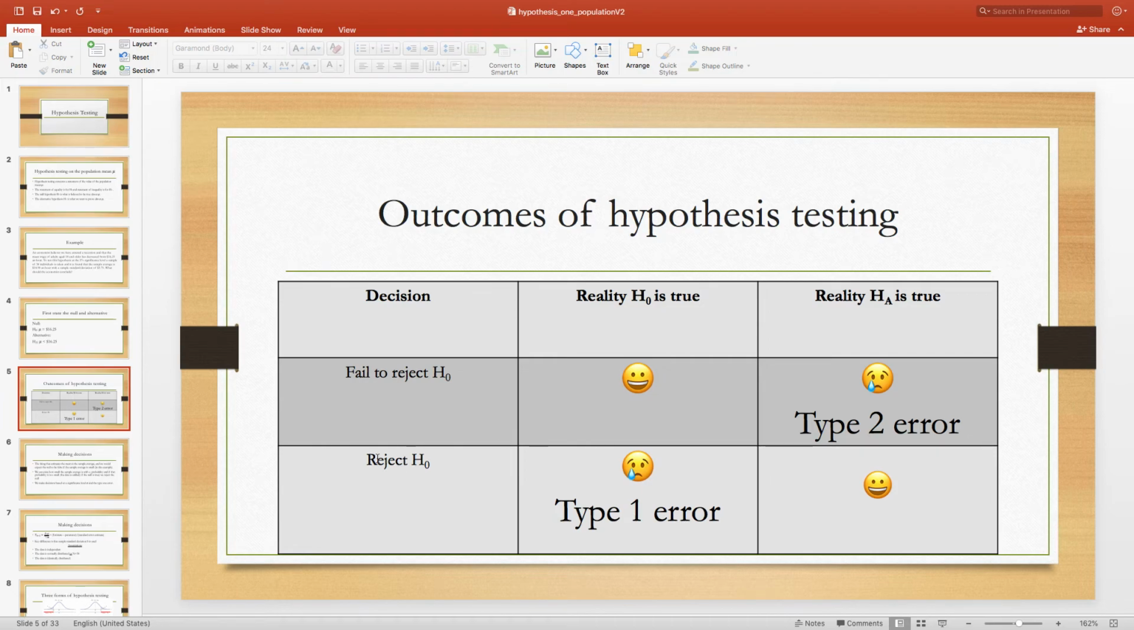Now, in this last row, your decision is to reject the null hypothesis. For practical purposes, we'll say that you're accepting the alternative. Well, if in fact the reality is that the null is true and you reject it, well, you made a type 1 error, and that's a very sad thing. If you reject the null hypothesis and the alternative is true, well, that's a good thing. Because for practical purposes, that means that you're going to accept the alternative. Okay.